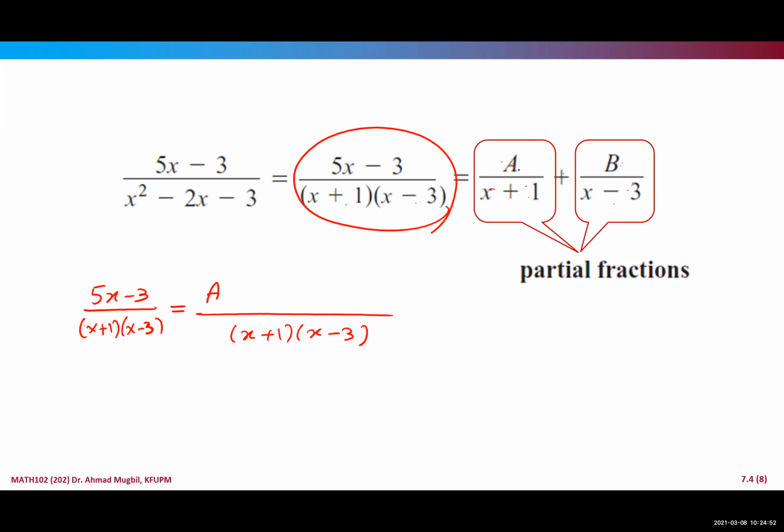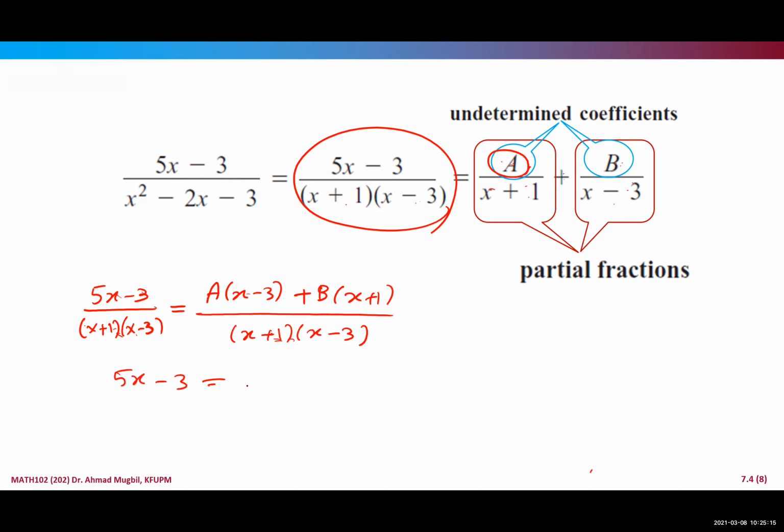Now, what you will do to make them a single fraction, you will multiply this by what, ya shabab? You will multiply this by (x - 3), plus you will multiply B by (x + 1). Now notice here that we have the same denominator, so we should also have the same numerator. So we will have 5x - 3 equals A(x - 3) + B(x + 1).